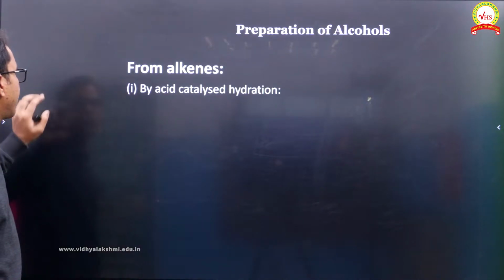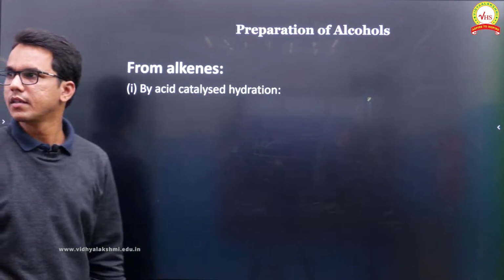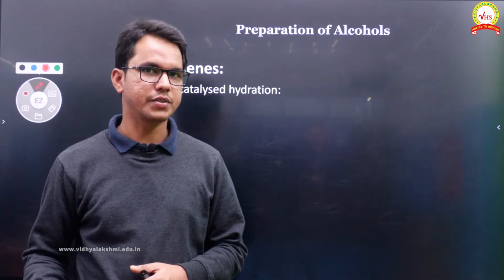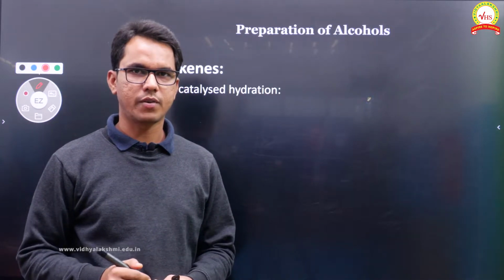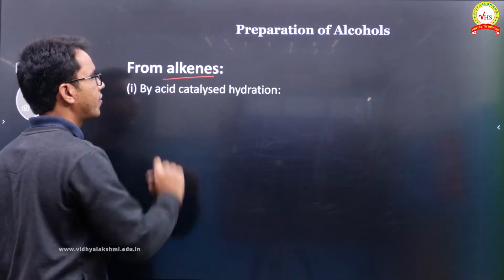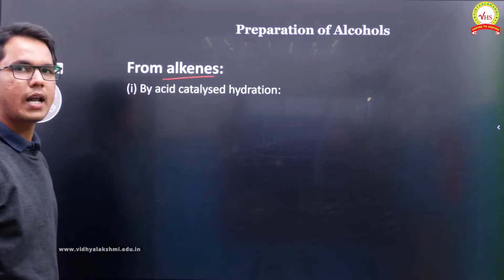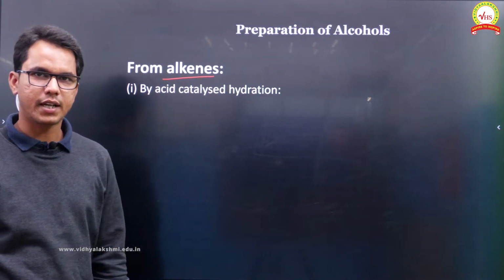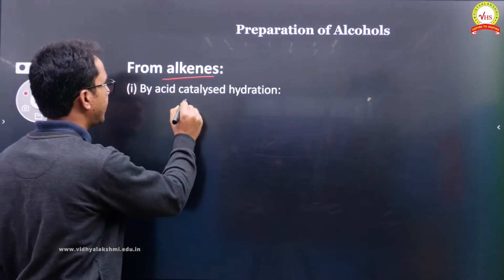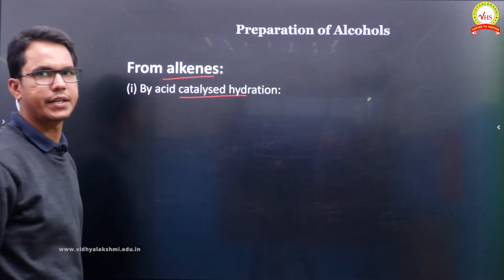Let us go with the preparation of alcohols. Now, we have seen the classification of alcohols and phenols, alcohols especially. Now, let us go with the preparation of alcohols. The first preparation is from alkene. Alkenes generally undergo addition reactions. This is also a kind of addition reaction only. What kind of addition reaction is that? It is acid catalyzed hydration.